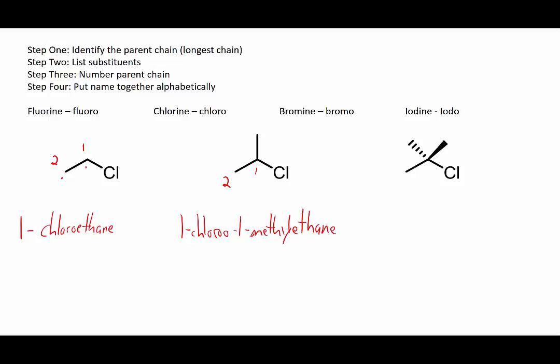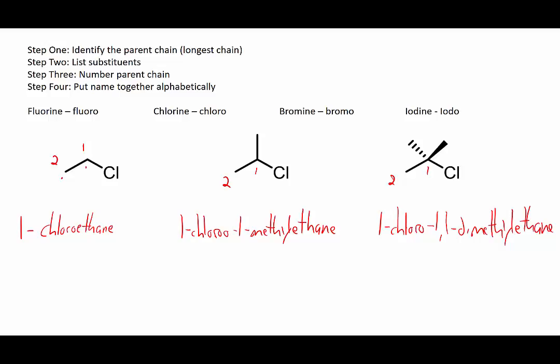Finally, if we have three substituents, again, the base chain here is two carbons. In this case, there are two methyl groups, so let's call this 1-chloro, 1,1-dimethyl, ethane.